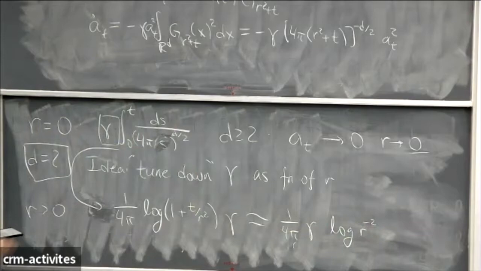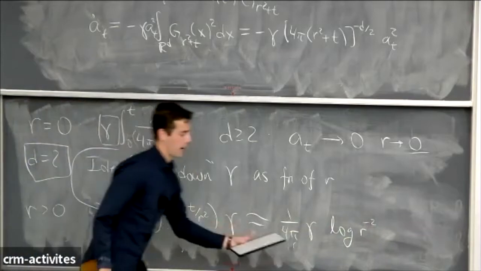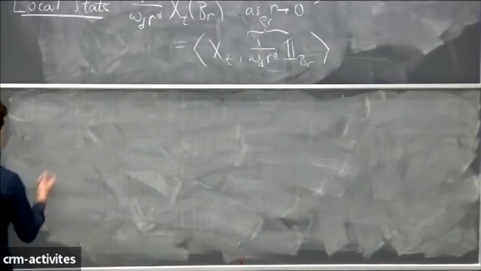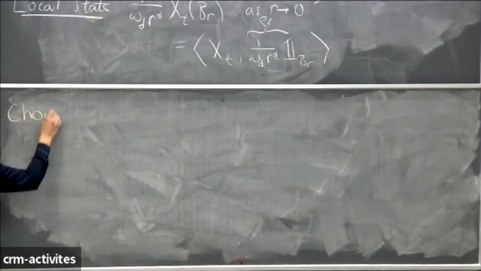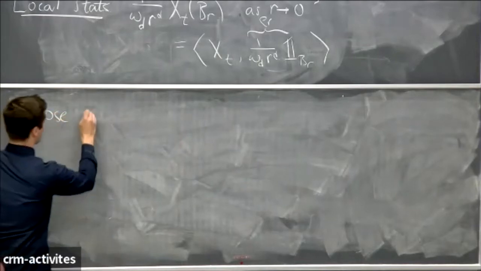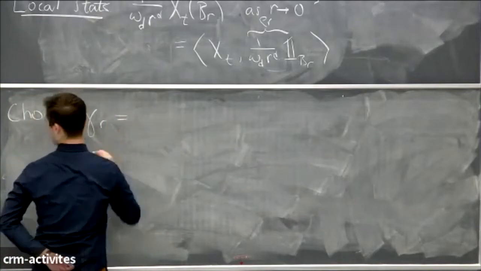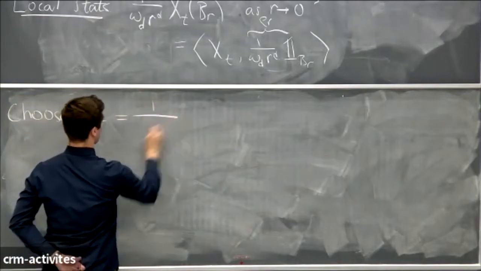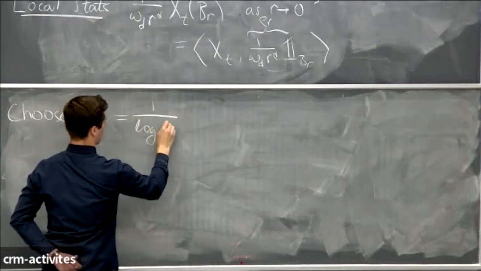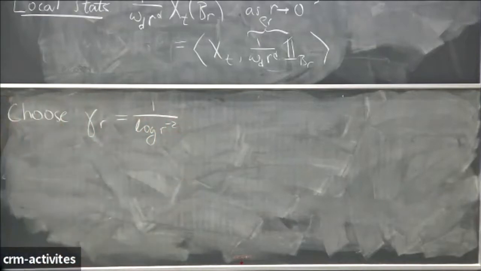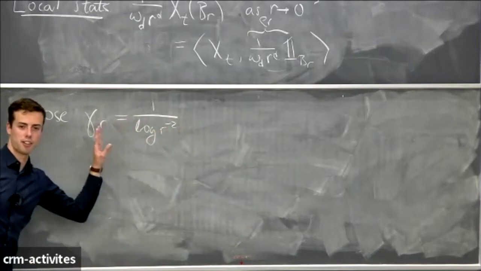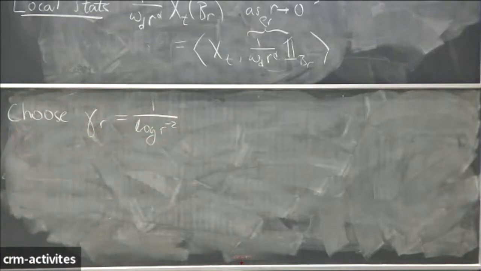So that motivates a choice of gamma that depends on r that cancels out this divergent factor. So for the rest of the talk, I'll now allow this branching rate gamma to depend on r, and I will choose it to be 1 over the log of r to the minus 2. Please excuse me for not pulling the factor of 2 out in front. I think conceptually it's helpful to leave it there.